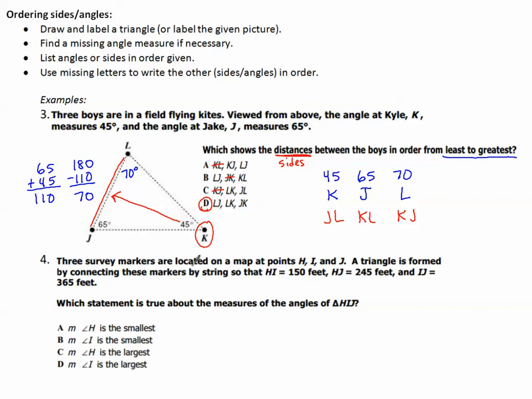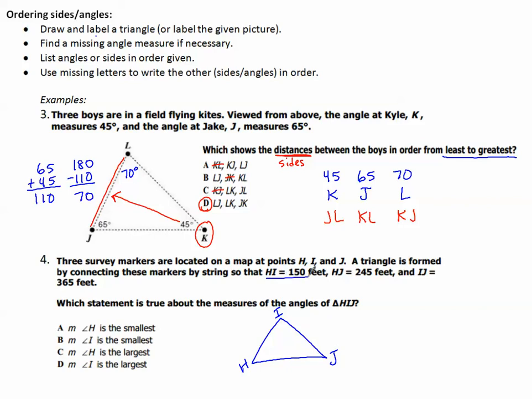3 survey markers are located on a map at points H, I, and J. A triangle is formed by connecting these markers by strings so that HI equals 150 feet, HJ equals 245 feet, and IJ equals 365 feet. Draw and label a triangle. Let's do that first. So triangle HIJ. Now it doesn't matter if I draw it pretty, I just have to label it the way they said to label it.